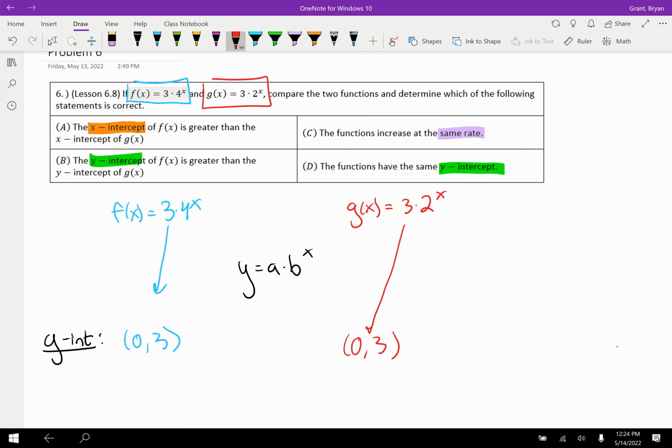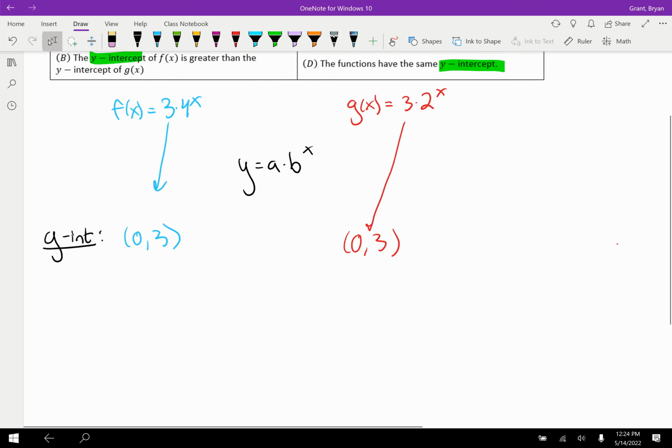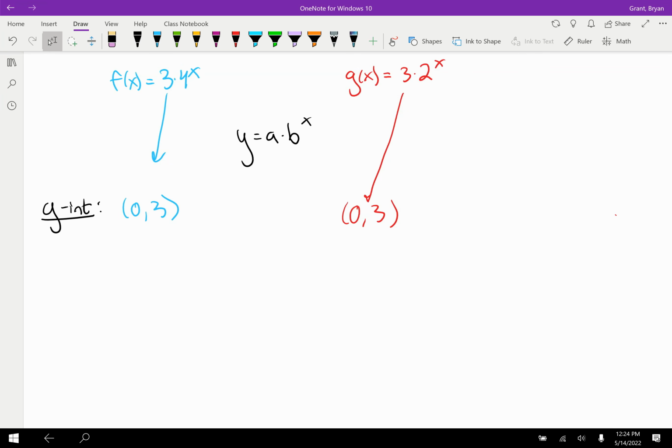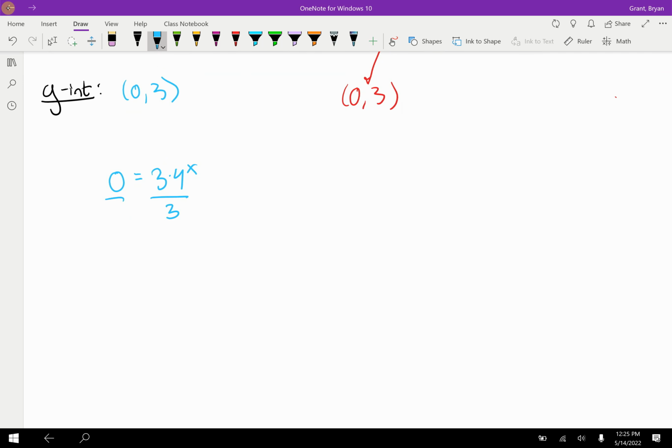Let's go ahead and look at the x-intercepts. To find an x-intercept, we need to go through and replace the y with 0. So I'll just show this on the blue one down here. If I do 0 equals 3 times 4 to the x, we're trying to isolate x. I can at least divide by 3. 0 equals 4 to the x power. But then we don't know how to solve this equation, right? The question is, what power will turn 4 into 0?